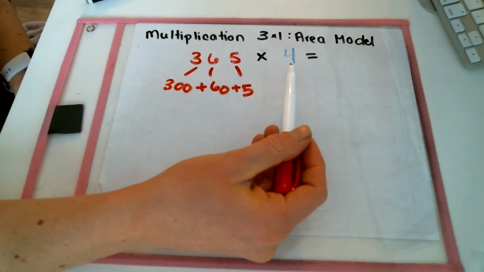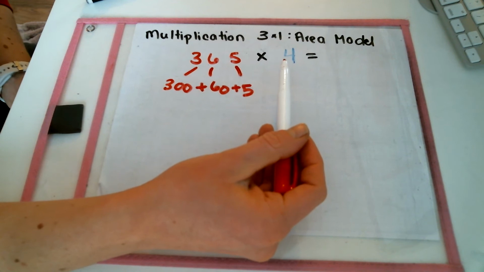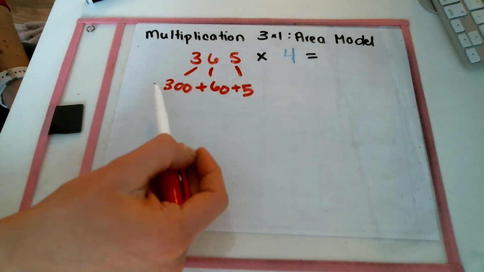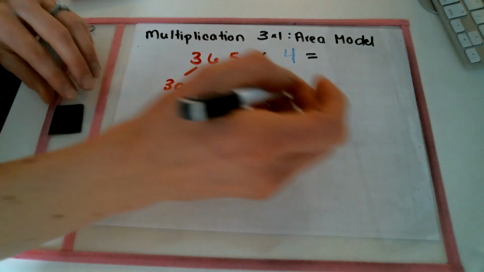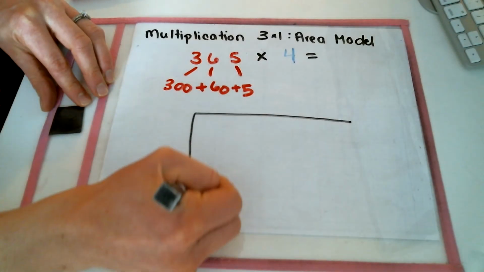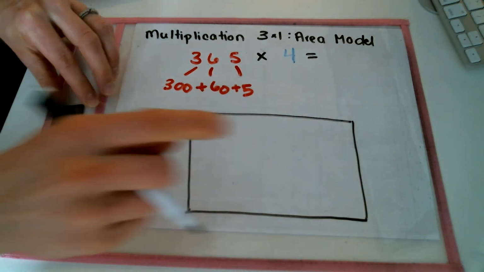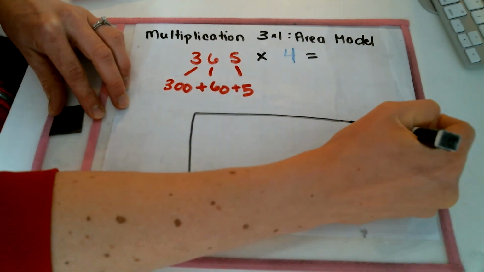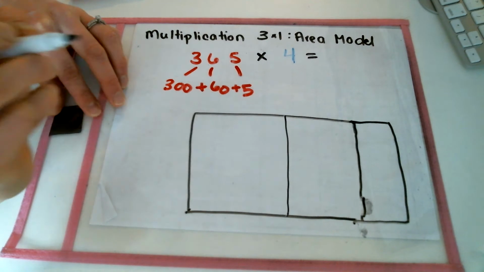I do not have to break apart my 4. I don't have to decompose my 4 because there's only one digit. It's in the ones place. It doesn't need to be decomposed. So I've decomposed my larger number, and now I'm ready to draw my rectangle. I'm going to draw a nice large rectangle so I have enough space to work and to write all my numbers. And then I'm going to take this rectangle and break it into 3 chunks.